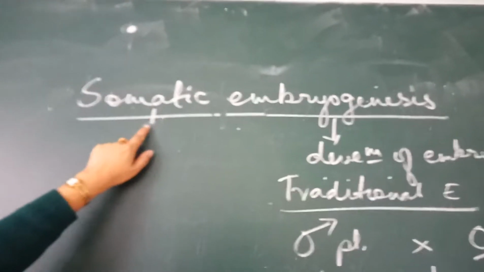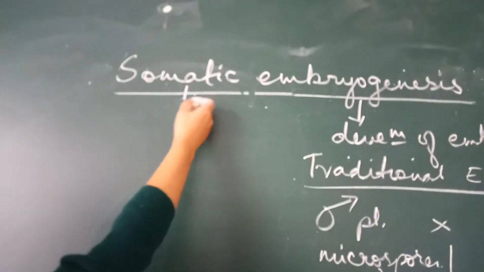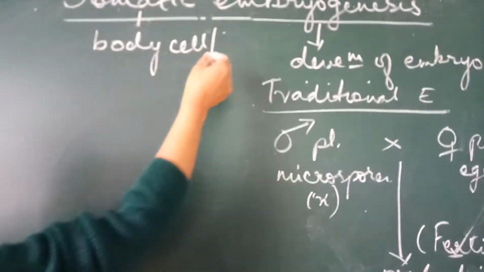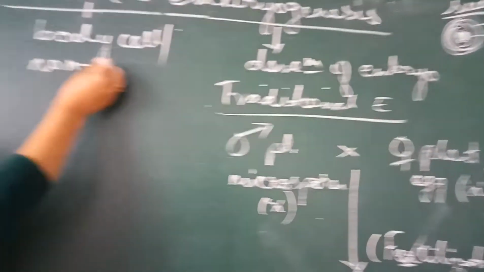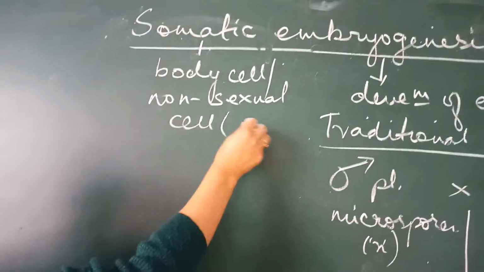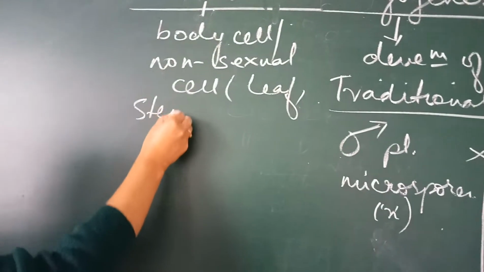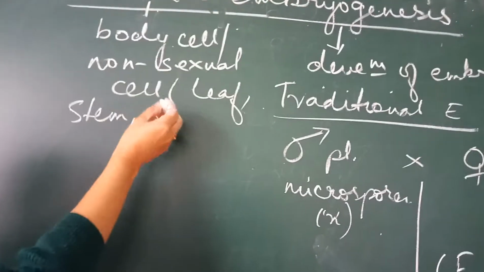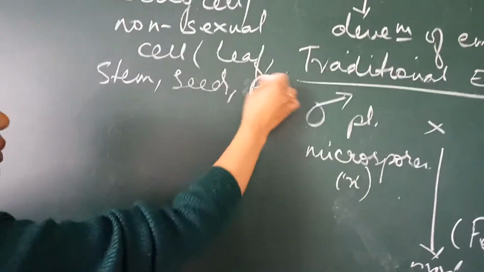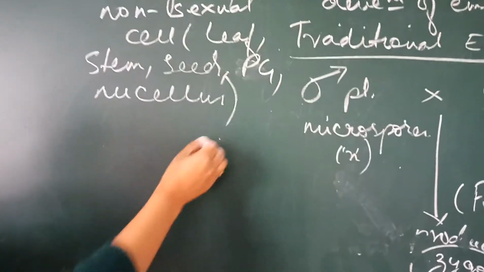Let us look at this word soma. Now, somatic embryogenesis. Soma means body cell. What does it mean? It is a non-sexual cell. So it can be a cell from a leaf, it can be cells or tissues from the stem, it can be from the seeds, it can even be from the pollen grains, or it can even be from the new cells.